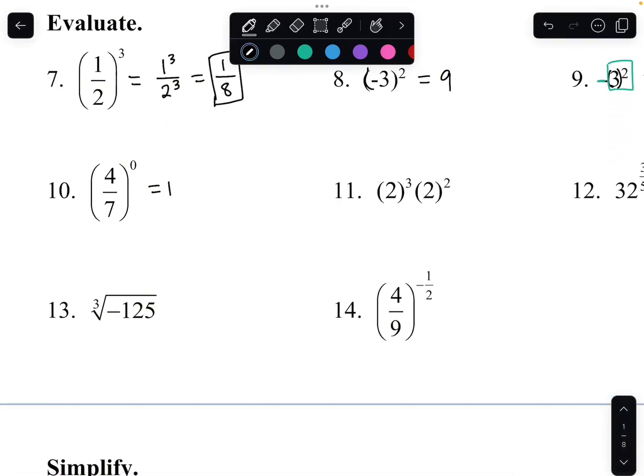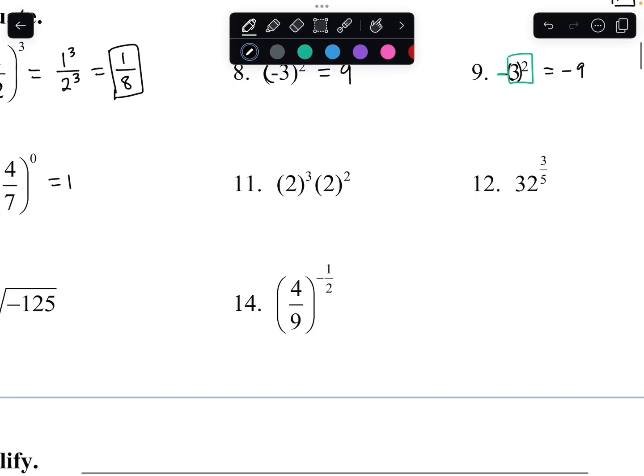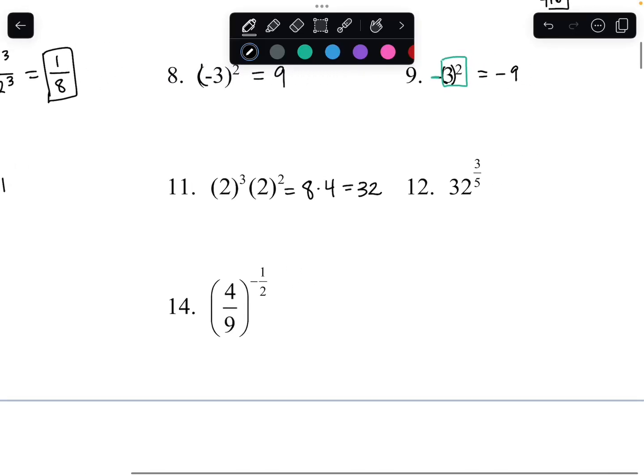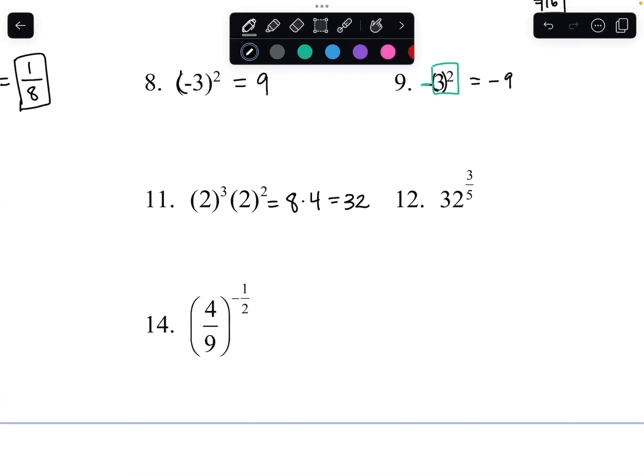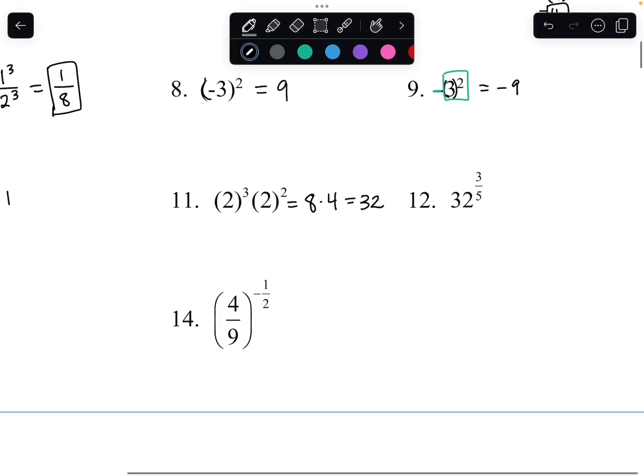Anything to the 0 power is 1. 2 cubed, you could rewrite this as 2 to the 5th, but I think it's easier to do 2 cubed, which is 8, times 2 squared, which is 4, and that would give us 32. If you know that 2 to the 5th power is 32, it's the same thing.